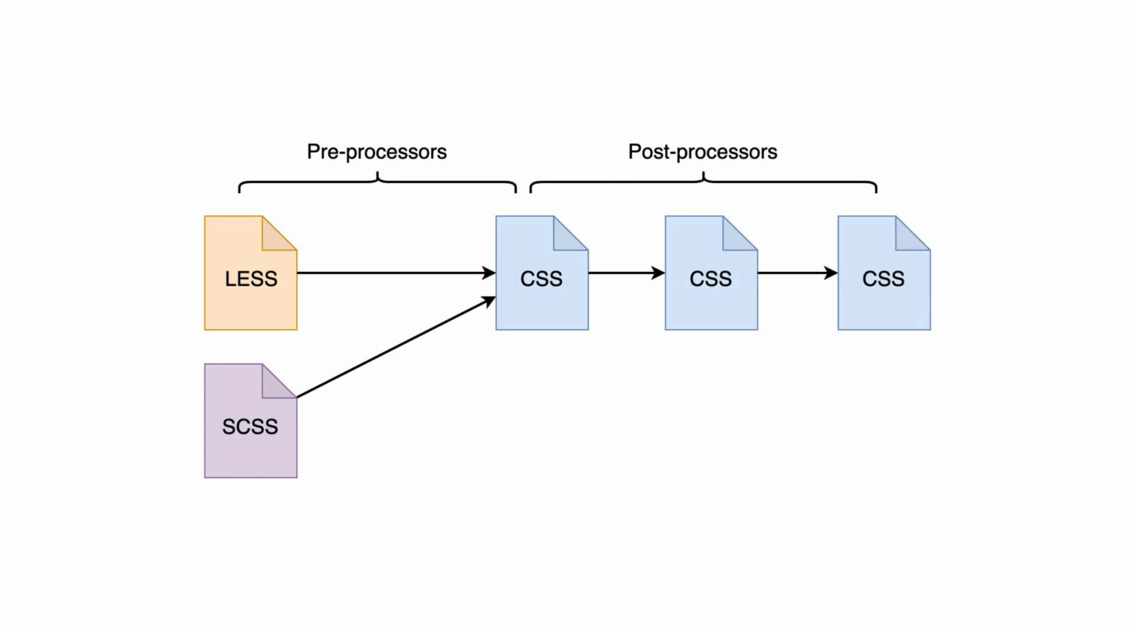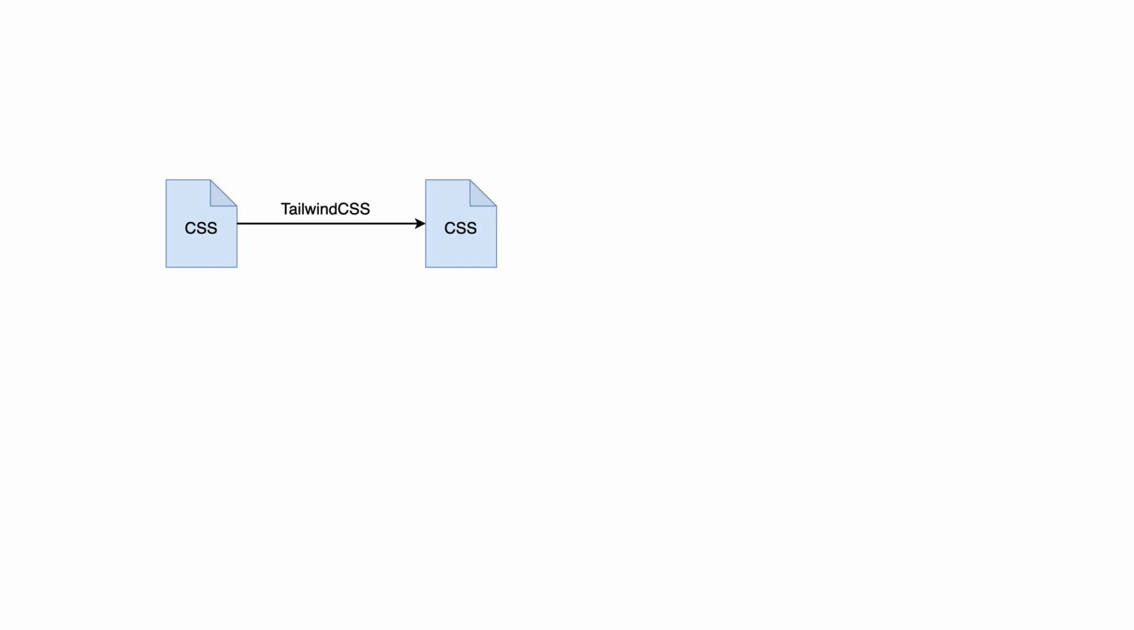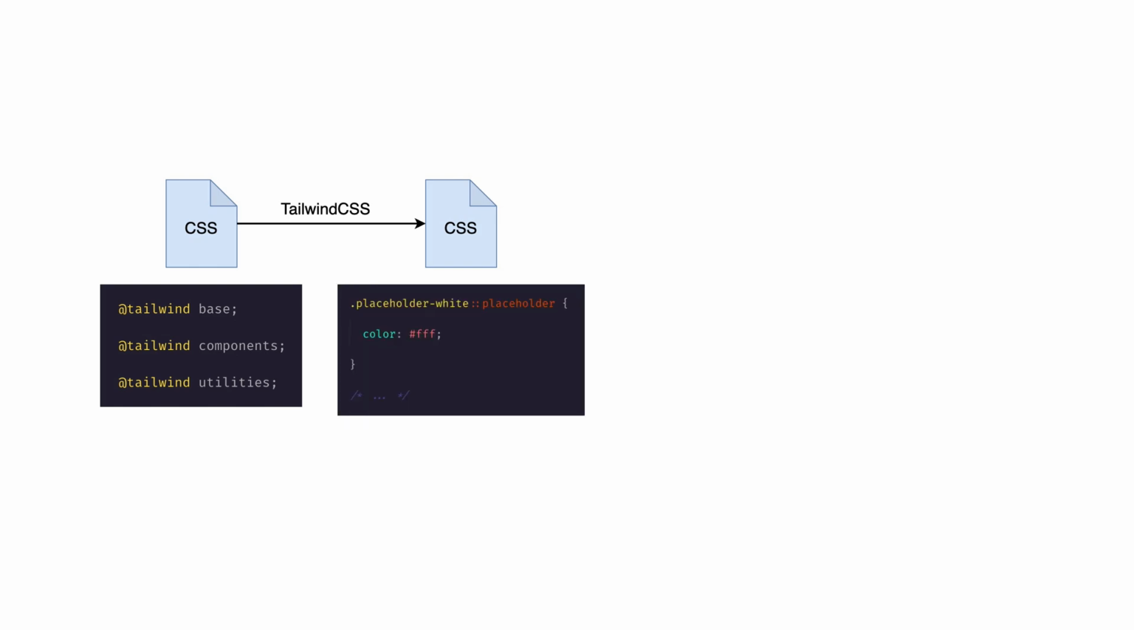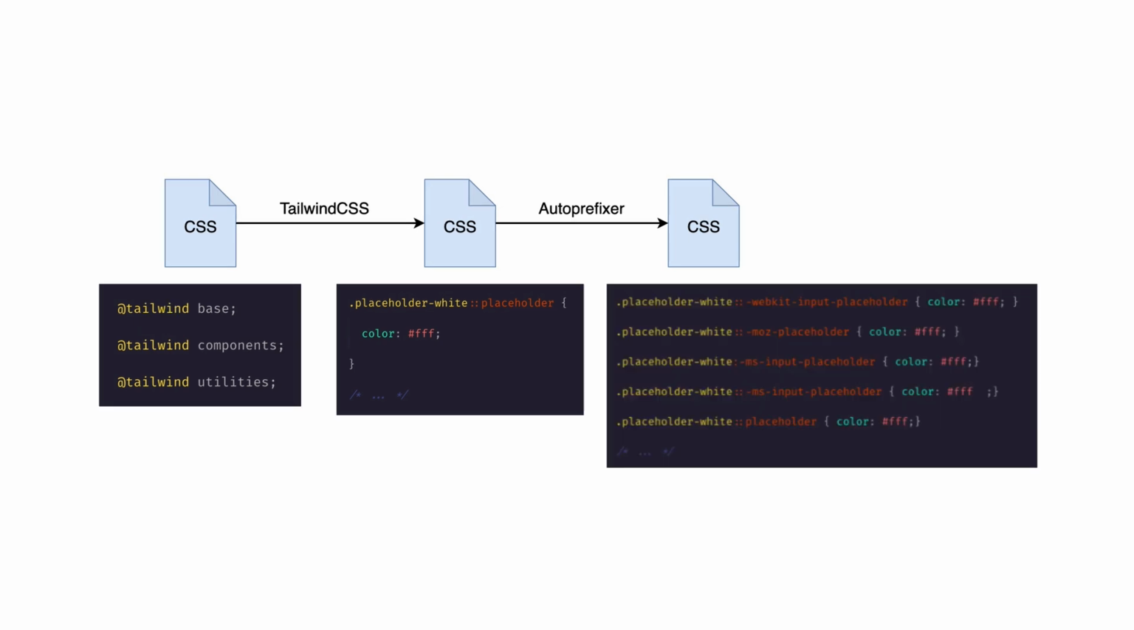So in our case, we will be using one postprocessor, which is TailwindCSS, which is basically going to transform those three lines of code that we copy-pasted earlier into a full dictionary of utility classes that we can then use freely in our application. Another postprocessor I'd like to add is called Autoprefixer. What it will do is prefix CSS rules that are not yet ready on all browsers with things like WebKit or MS or O. And this will increase browser compatibility without us having to worry about manually adding them.